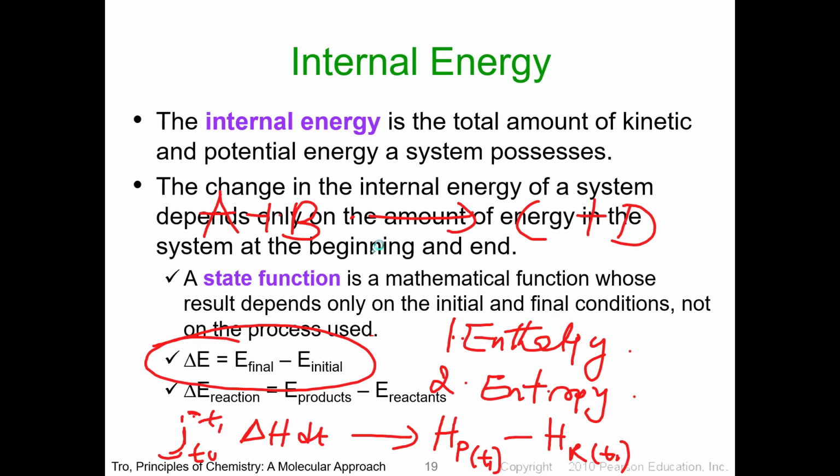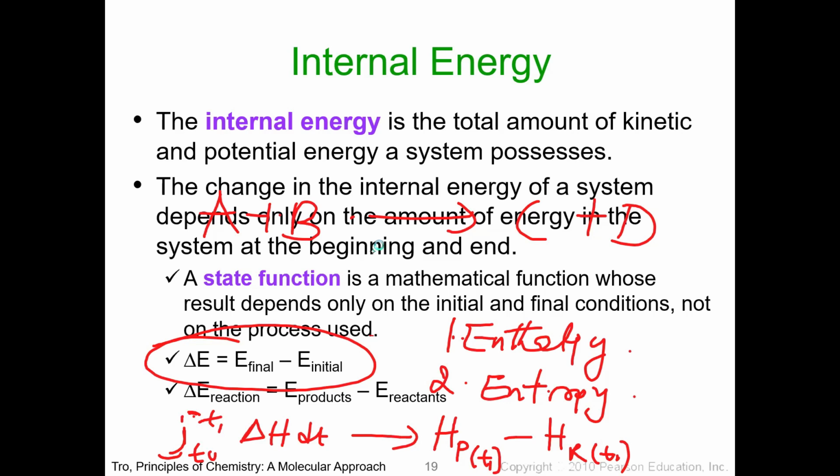So I think at this point, ladies and gentlemen, we were able to understand, number one, we have internal energy, and internal energy is the total amount of kinetic energy and potential energy found in a particular system. That is what we call internal energy. And this internal energy is an example of a state function. And a state function is a function that depends only on the initial and the final condition. It doesn't concern what happened in between.